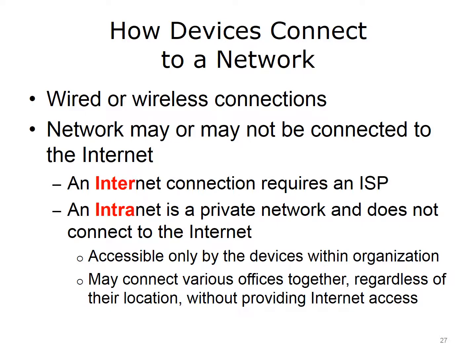On the other hand, an intranet is a private network and does not connect a device to the Internet. For example, the network at an organization or company is an example of an intranet. It is accessible only by the devices within the organization that owns the network. An intranet can connect various remotely located offices together without providing Internet access.